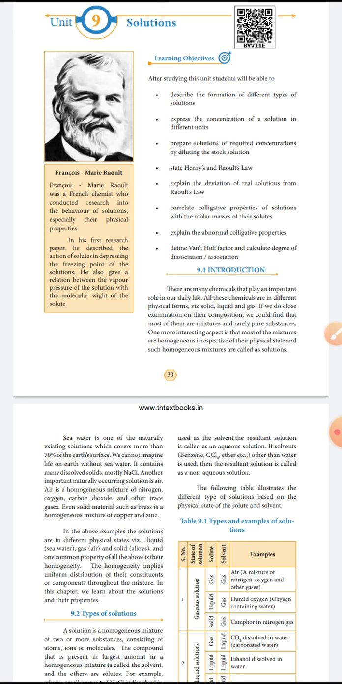Even solid materials such as brass are a homogeneous mixture of copper and zinc. Copper is a solid metal. Zinc is a solid metal. Mixing copper and zinc, we will get brass. Brass is an alloy. That solid material is also a homogeneous mixture.